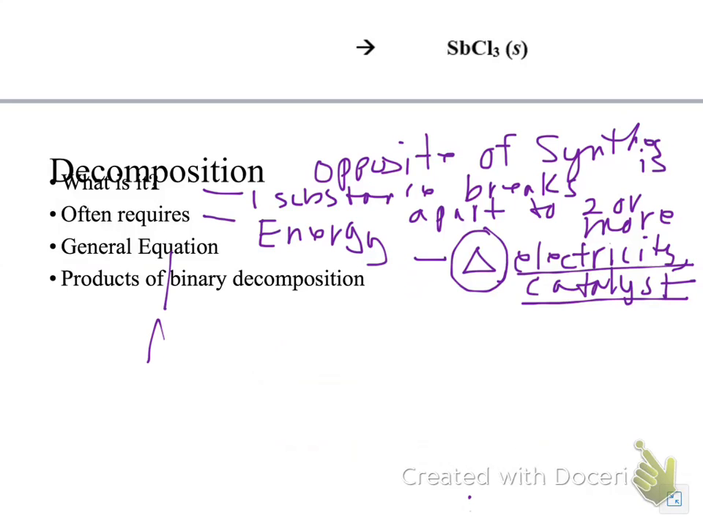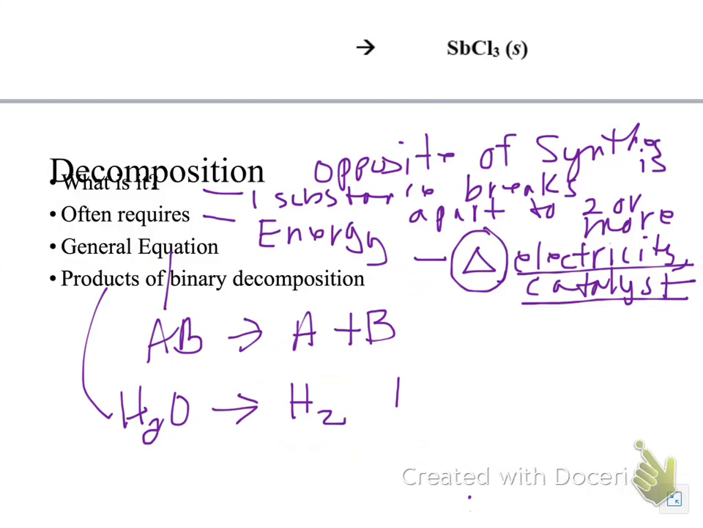Okay, so the general equation is I have some compound AB, and it's going to break apart into its elements. Here's an example. I break apart water. It's going to break apart into its elements in their natural state, which would be H2 and O2. They're both diatomic. And I need to balance it.